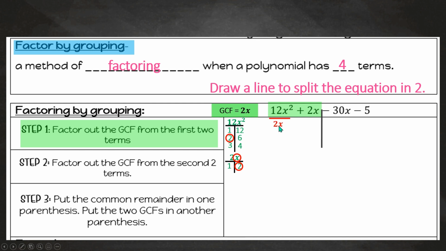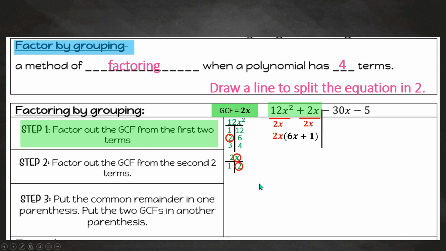So now I'm going to factor it out, meaning I'm going to divide the 12x squared by 2x, and I'm going to divide 2x by 2x. I'm going to factor it out, and what is left is 6x plus 1. So that is the remainder once I take out the greatest common factor.